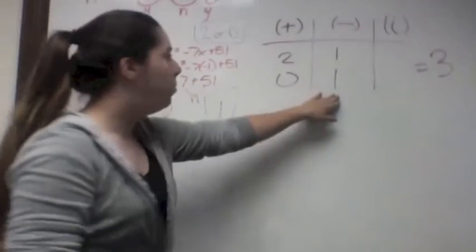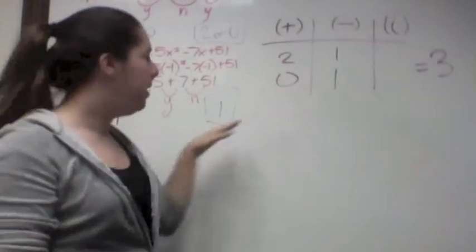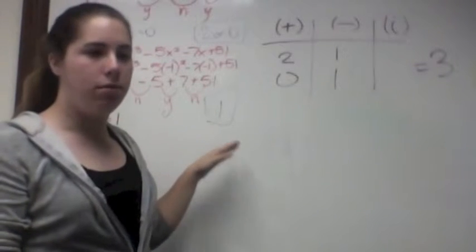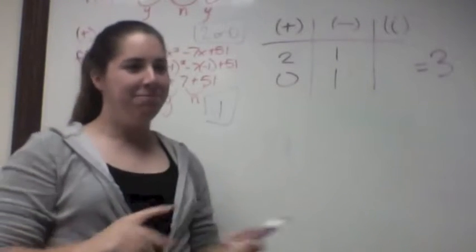We are only having 1 negative root because 1 can't be subtracted by 2.